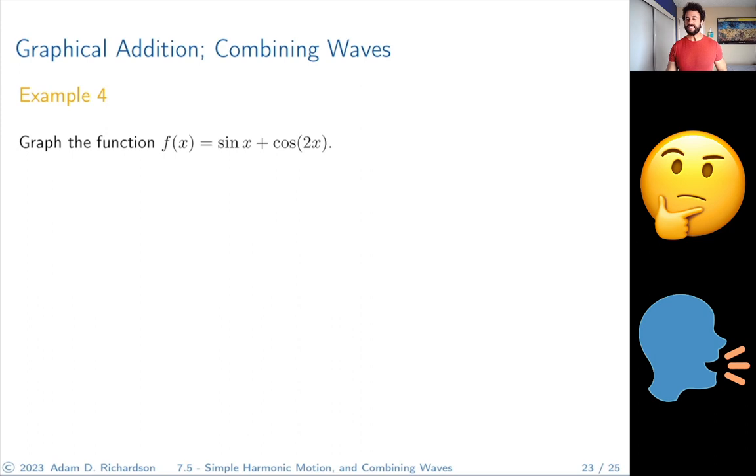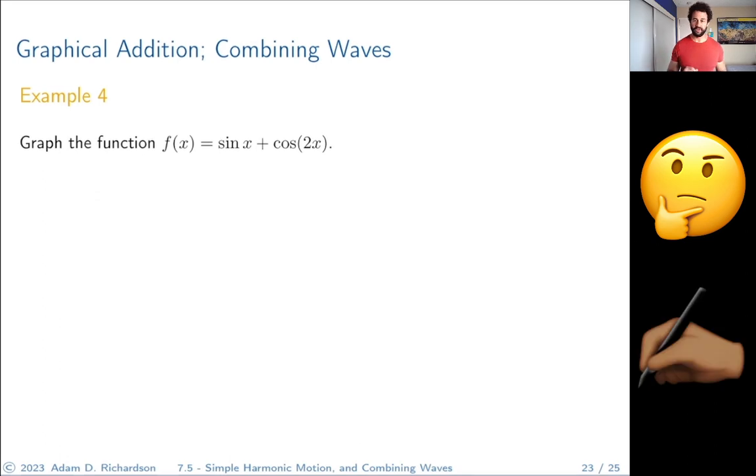All right, now say something out loud to yourself about how you would start. How do you think you would start this problem? All right, now try to work it out on your own. Draw some nice graphs. That's the first thing I'd recommend: draw a nice graph of sine of x and a nice graph of cosine of 2x on the same plane, and then see if you can do the graphical addition just like I did. And we'll do it together in a moment.